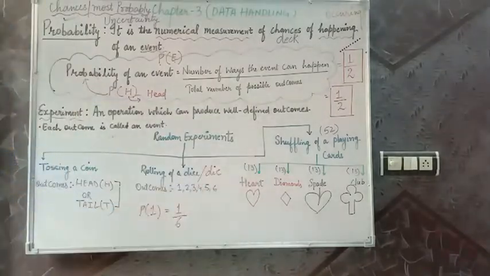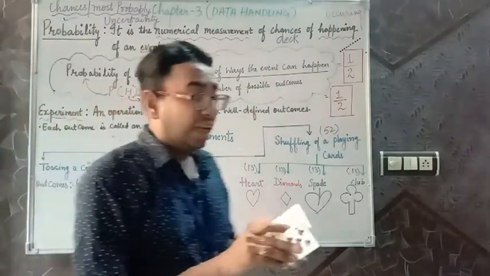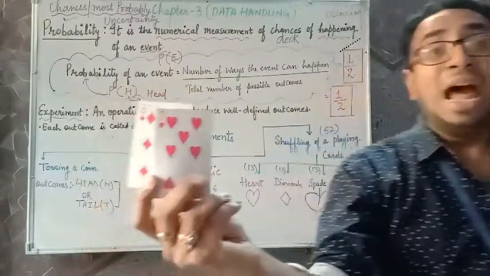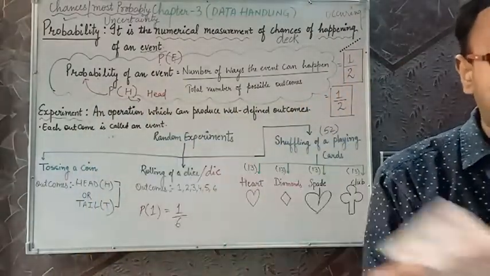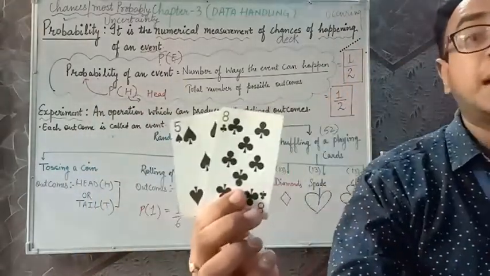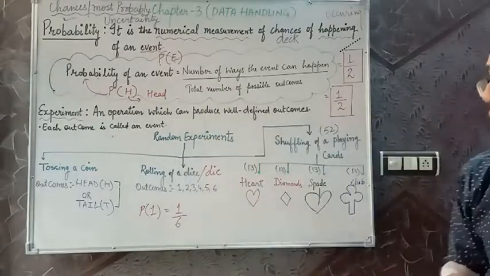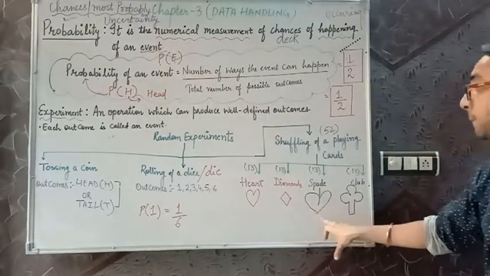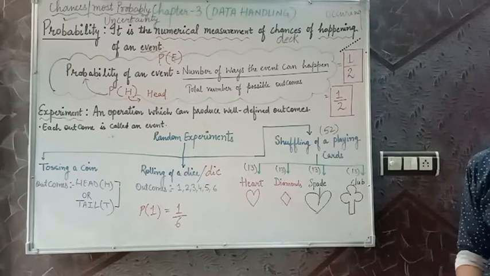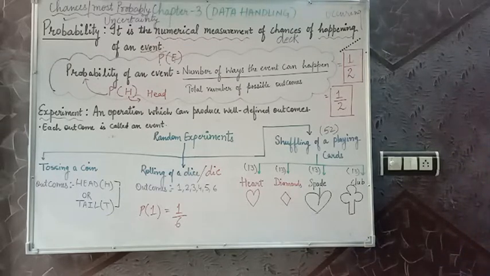So these are the 4 categories in which we divide. Can you see heart and diamond are red in color, spade and club are black in color. Now we will see how they are segregated.